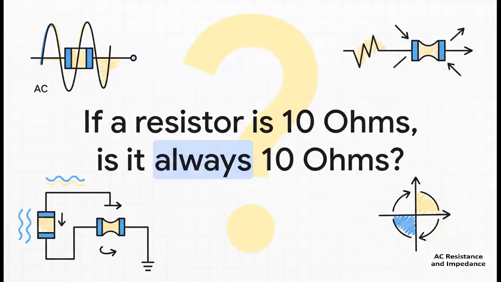You've got a resistor. It's stamped 10 ohms right on it. Does that mean its opposition is always 10 ohms no matter what? You might just be surprised to find out the answer is a big nope. And by the time we're done here, you're going to know exactly why.